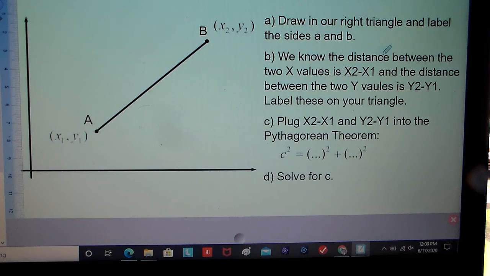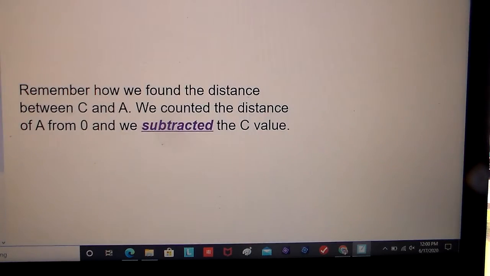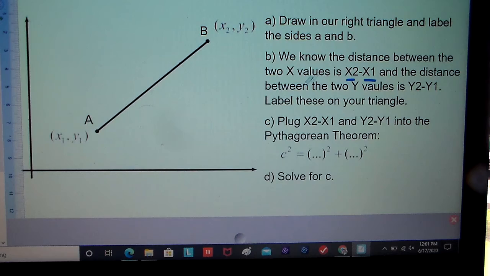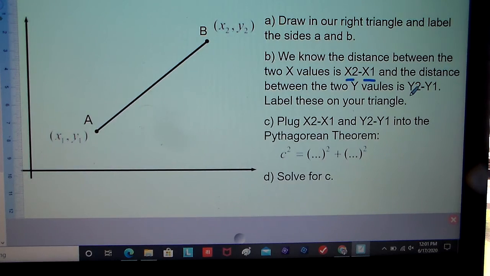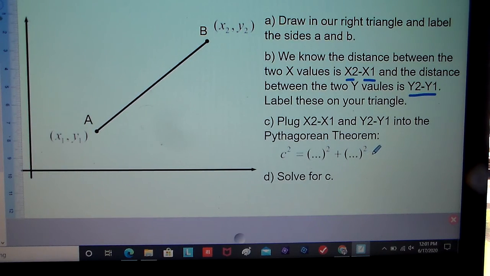Next step, we know that the distance between two x values is x2 minus x1, like we were talking about before. Remembering the distance from A to C, that's what we're talking about here. So we're subtracting that distance, and the distance between the two y values, getting that height, that's the y2 minus the y1. Then we're going to plug those into the Pythagorean theorem. So it's going to look like this.